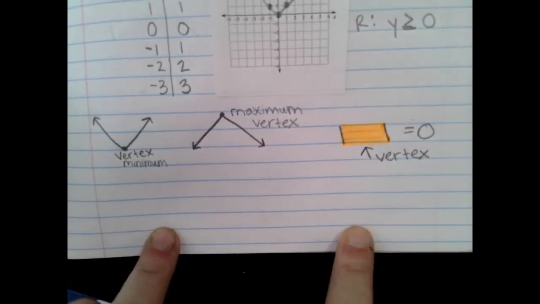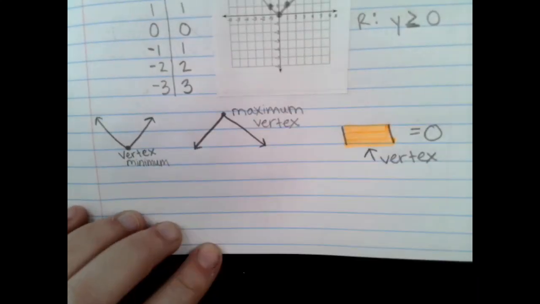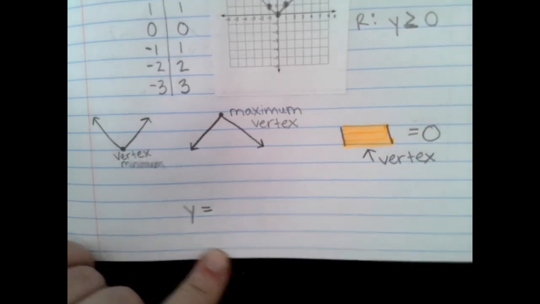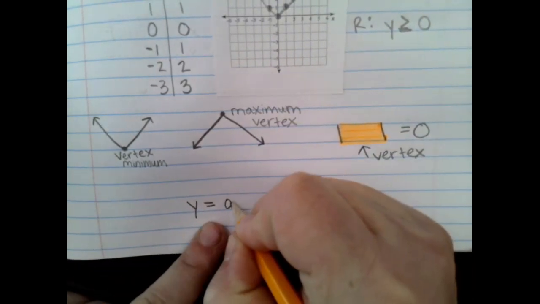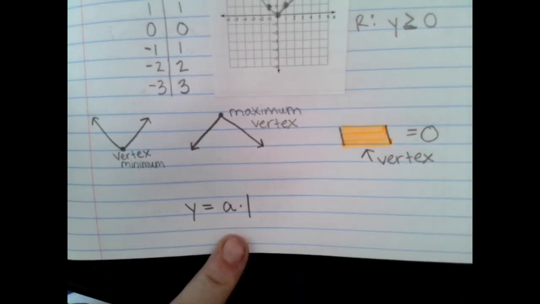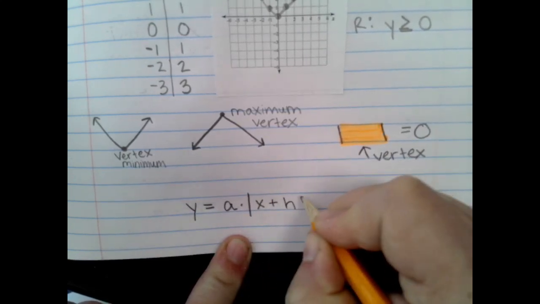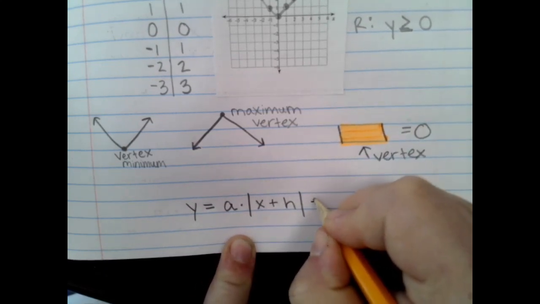And then I have one last thing I'm going to write here, and then I'll flip to the next page because I'm running out of space. But when we have our equations, it always starts with y equals, and this is called the standard form. This is how absolute value functions look. It might change a little bit. The way the graph is shaped is always going to be a V. And we have a times the absolute value, and inside the absolute value, I have x plus h, and then plus k at the end.